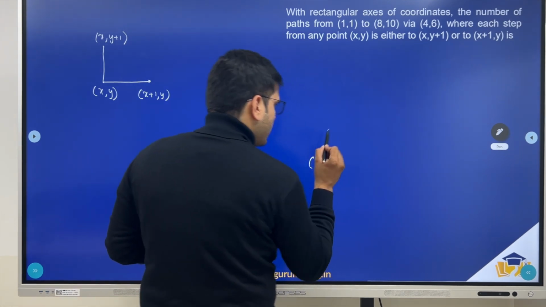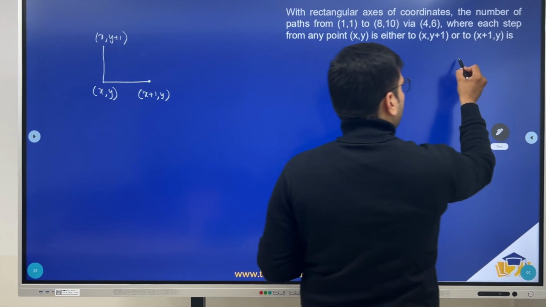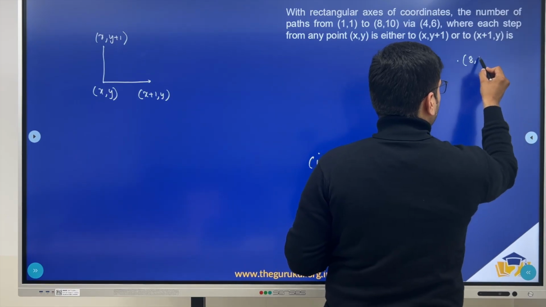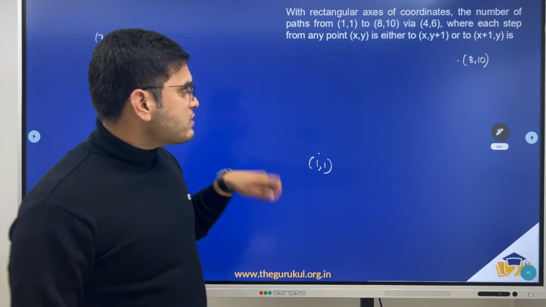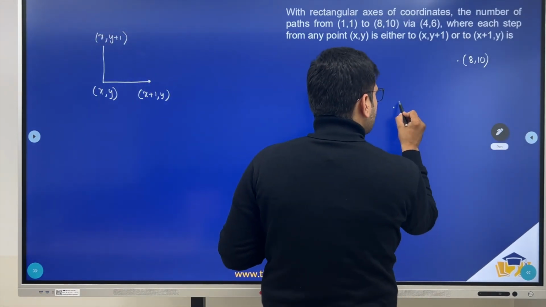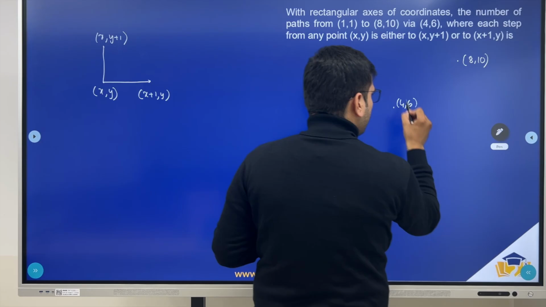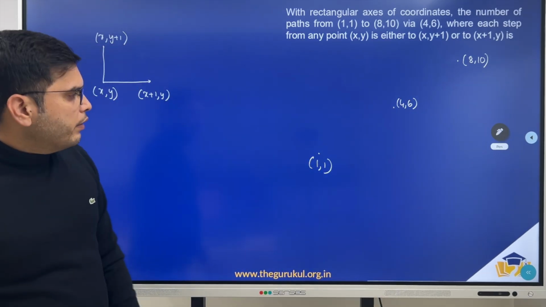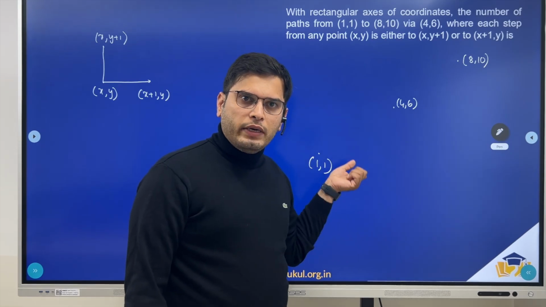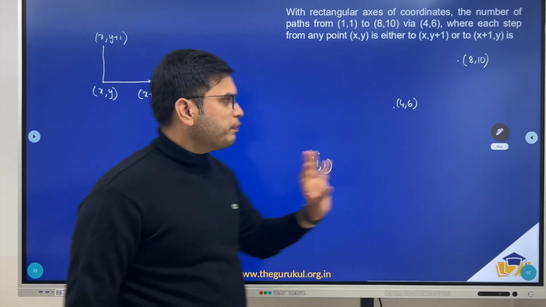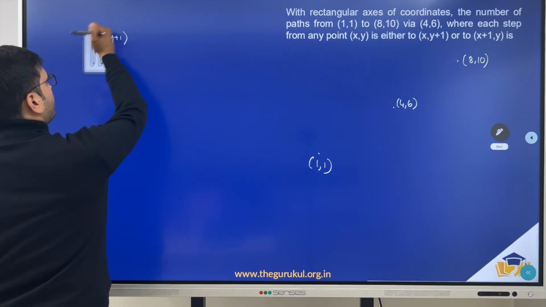This is our starting point, and let me consider 8, 10 to be your destination, and you should be passing through 4, 6. Every time you can move either one step in the horizontal direction or one step in the vertical direction. Now let us understand the logic here.